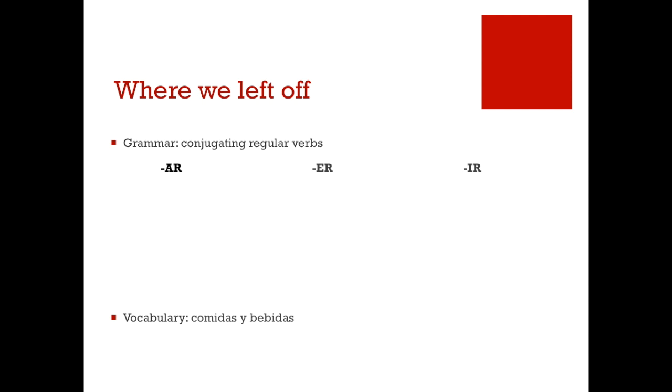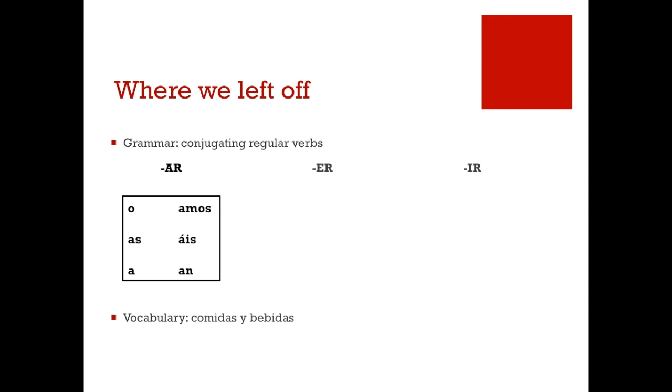Let's first take a look at where we left off before we left on vacation. We studied a grammar concept and some vocabulary. The grammar concept was conjugating regular verbs: AR verbs, ER verbs, and IR verbs. As you may recall, your AR verb endings include o, as, a, amos, áis, an. That's the yo form, tú form, él, ella, usted form, nosotros form, vosotros form, ellos, ellas, ustedes form.